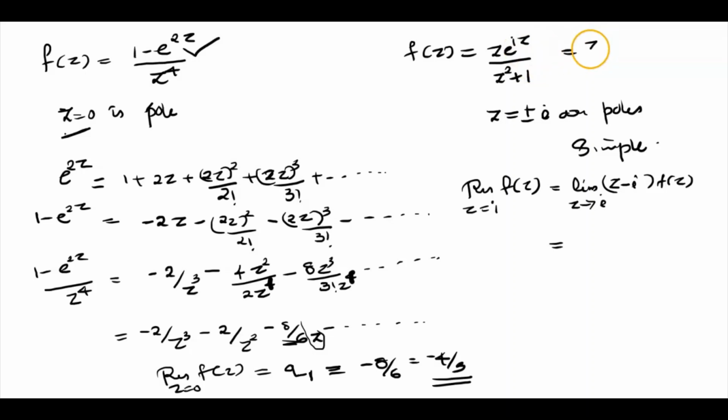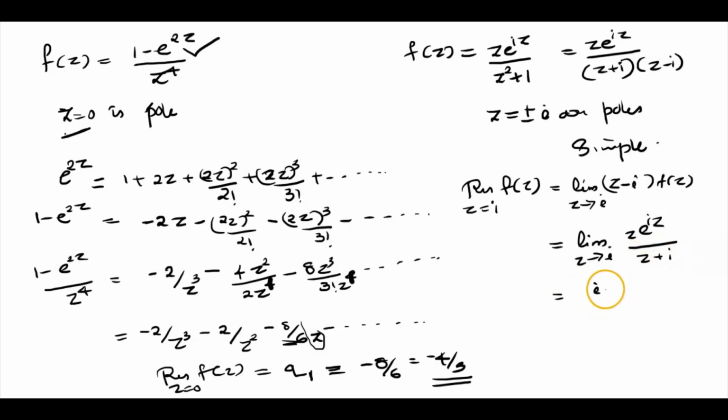And this, we can write, e^{iz} divided by (z + i)(z - i). So this is the limit as z tends to i of e^{iz} divided by (z + i). That is e^{i·i}, which is e^{-1}, divided by i + i, which is 2i. That means e^{-1} divided by 2i.